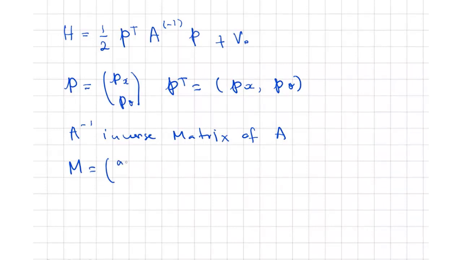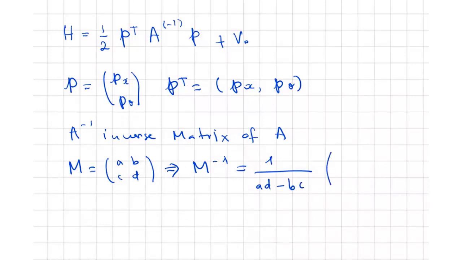M is this square matrix ABCD. So what is the inverse of this one? The inverse, it would be M minus 1 is equal to 1 dividing this prefactor, AD minus BC, multiplying D minus B minus C A. This is the inverse of the matrix M.